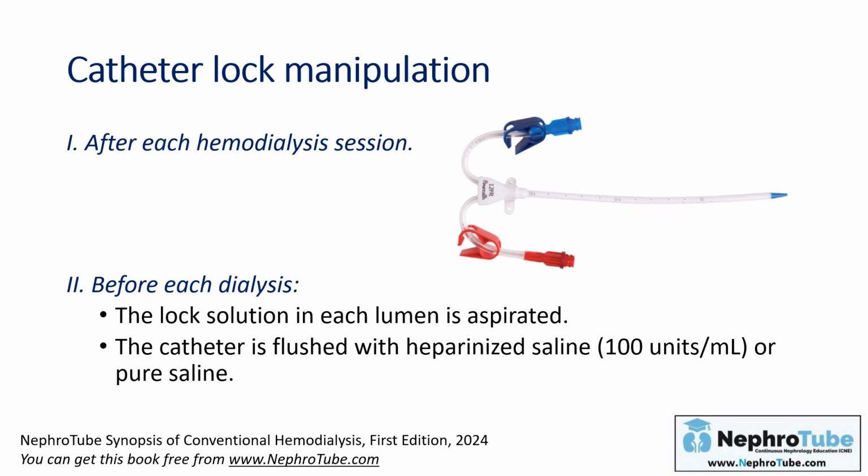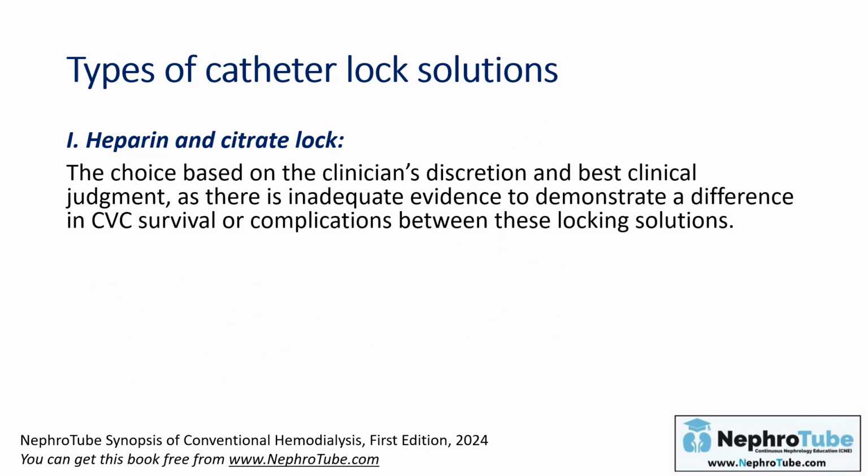What are the types of catheter lock? First, heparin or citrate. Heparin lock can be used in the concentration of 1000 or 5000 units per ml, and also citrate lock can be used, but citrate with low concentration, less than 5%, because high concentration of citrate can cause multiple side effects such as hypocalcemia.